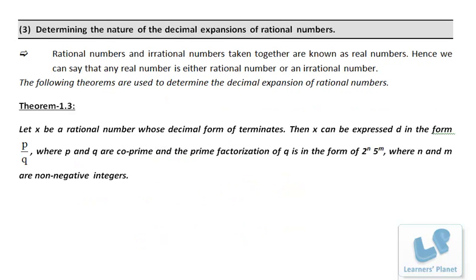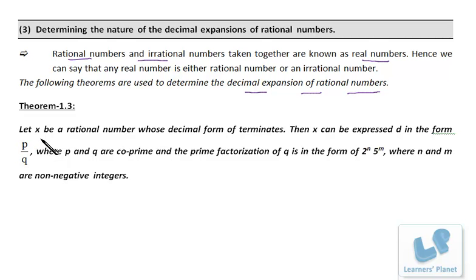Now next is how to determine the nature of the decimal expansion of rational numbers. Now we know the rational numbers and irrational numbers taken together are known as real numbers. That we have already discussed in the previous session. Now we can say that any real number is either rational or irrational. Now the first theorem which is used to determine the decimal expansion of rational numbers.